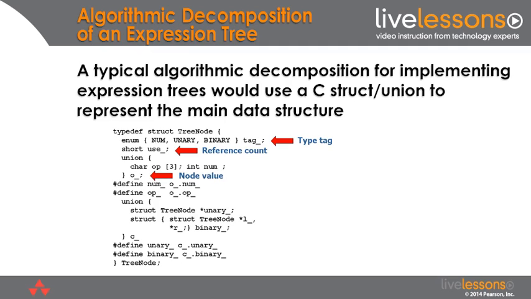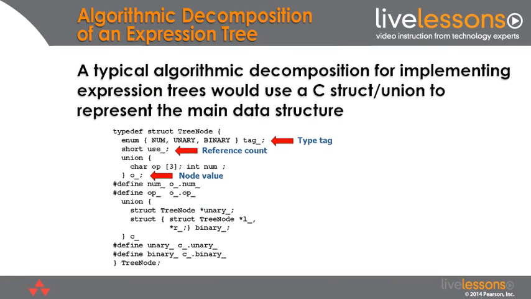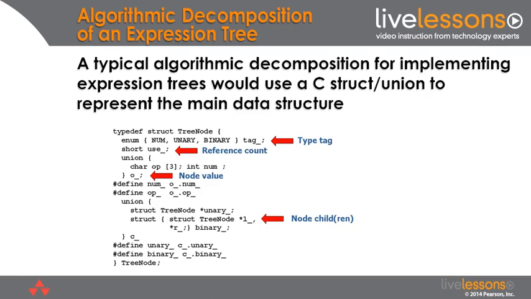We'd also find some way to represent the actual value of the node. If it turns out to be a number node, the value would be an integer of some kind. If it's some kind of unary or binary node, then the value might be a plus or a minus or a multiplication symbol that could be used to indicate what kind of node it is. And then the last set of things we'd probably put in an expression tree node using an algorithmic decomposition would be something involving the children, whether it's got one child or two children or no children.